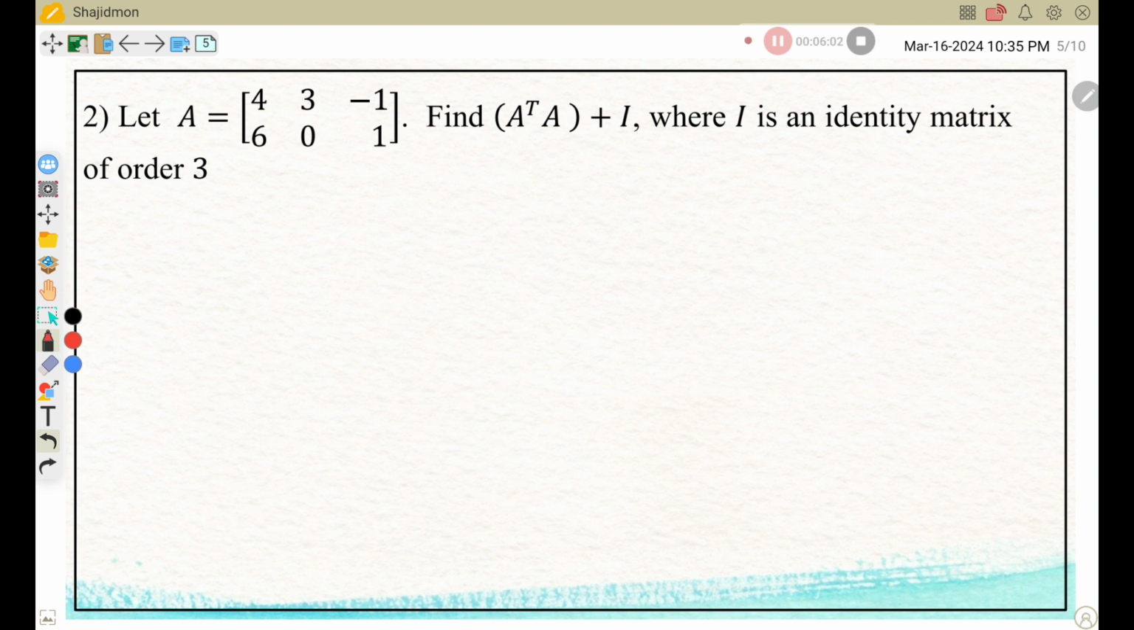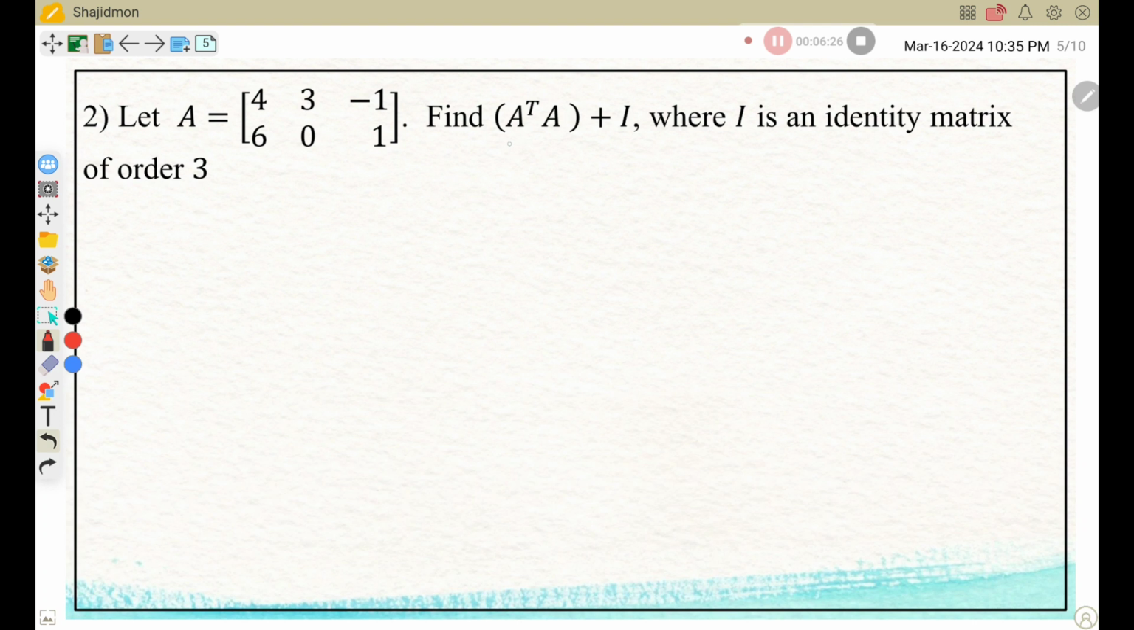Question number 2. Let capital A equal to the matrix 4 3 minus 1, 6 0 1. Okay, you know it is a 2 by 3 matrix. 2 rows and 3 columns are there. Find A transpose multiply A plus I, where I is an identity matrix of order 3. Okay, so we need to do this question.